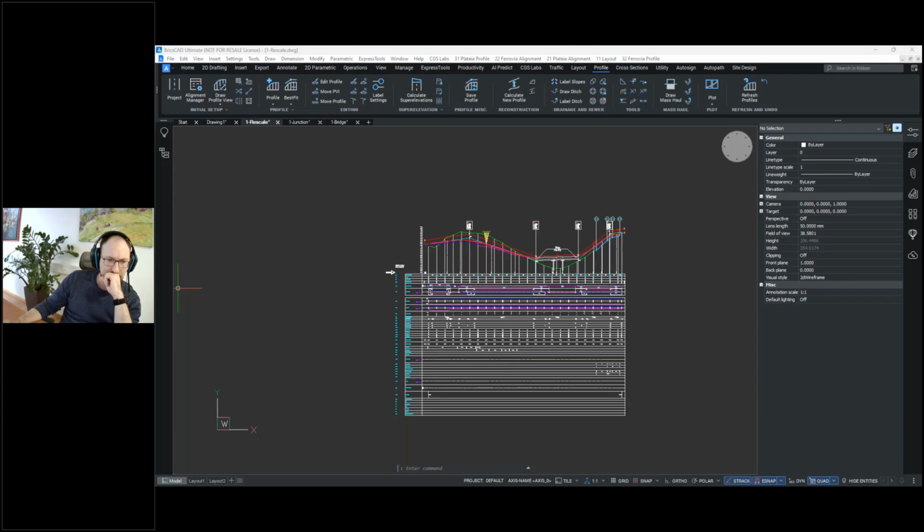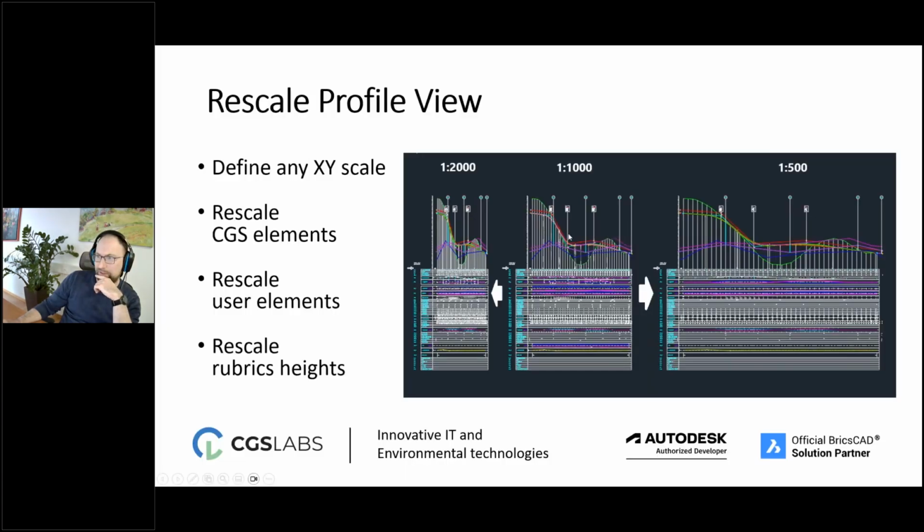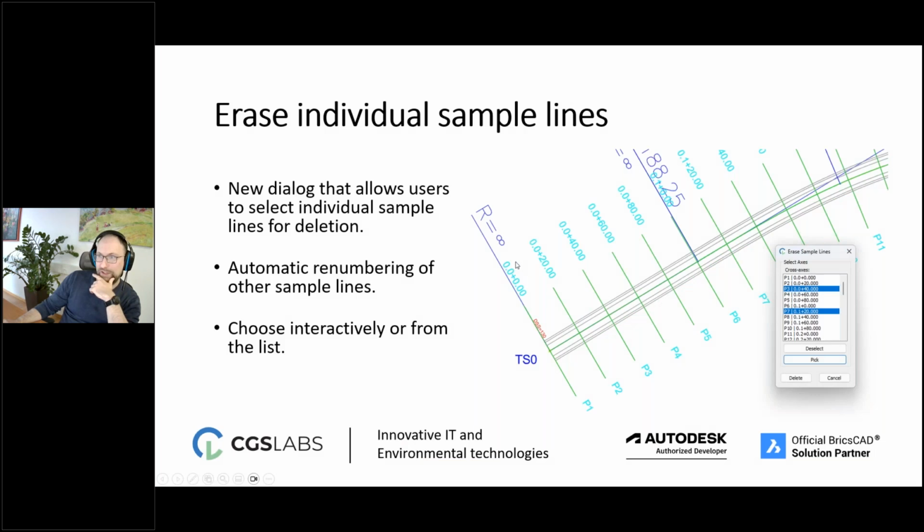Okay, then I will move on from the rescale function to the erase individual sample lines. So we have added a new option or a new way to delete the sample lines. So what this means is that you can actually check which sample lines you want to delete from the dialog window, and then also all other sample lines will be automatically renumbered. So let's see how this works.